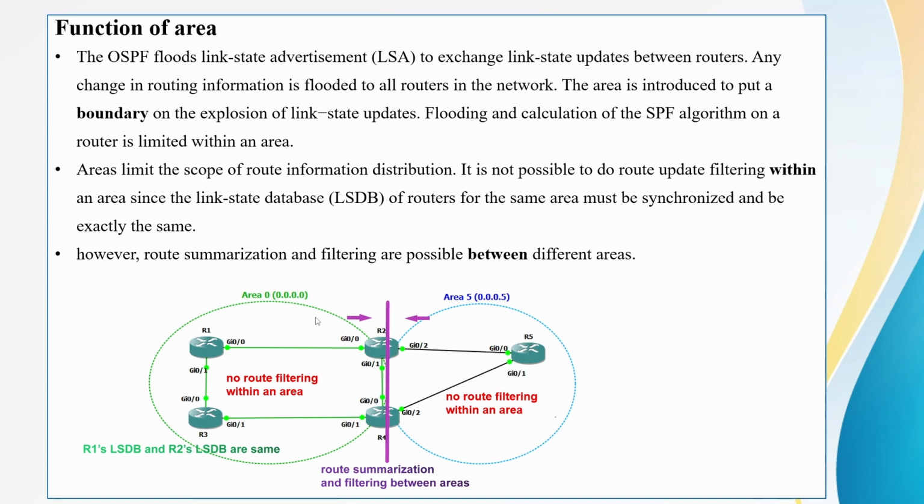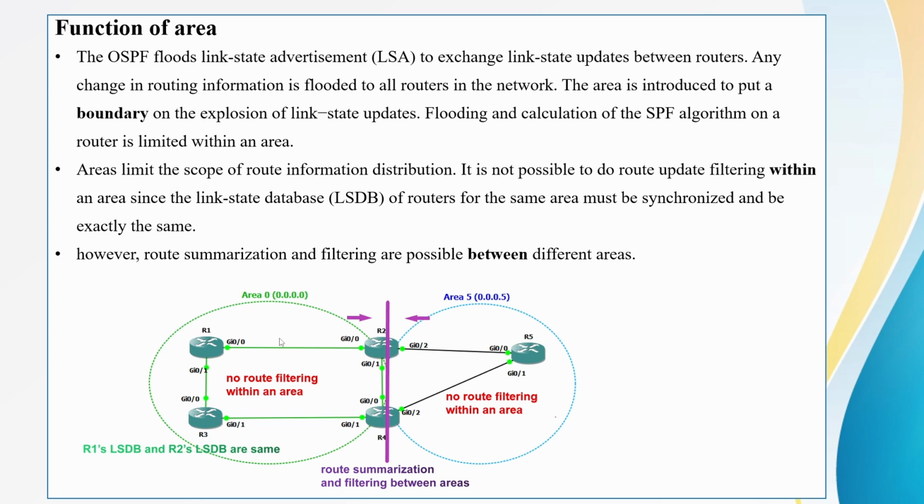Since you see R1, also take a look at area 0. You see R1 and R2 belong to the same area. So if you want to filter the routes between R1 and R2, filter the OSPF routes, that is not possible because the database on R1 and the database on R2 regarding area 0 must be synchronized.